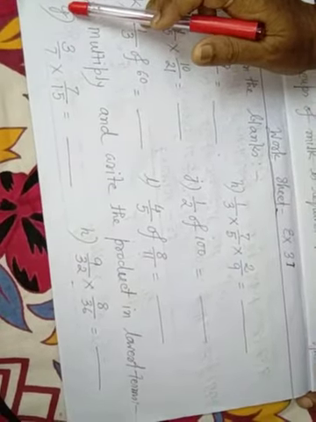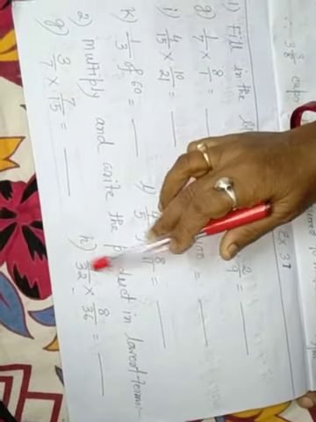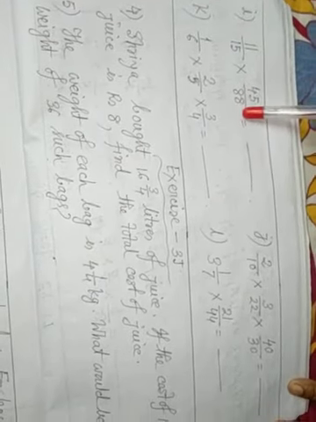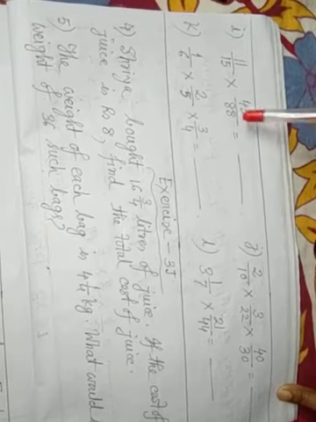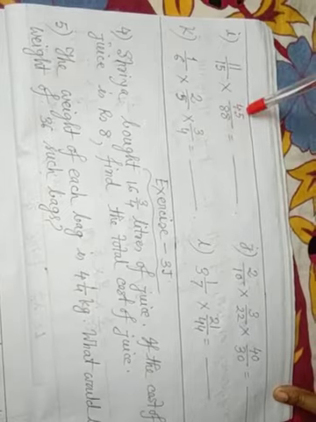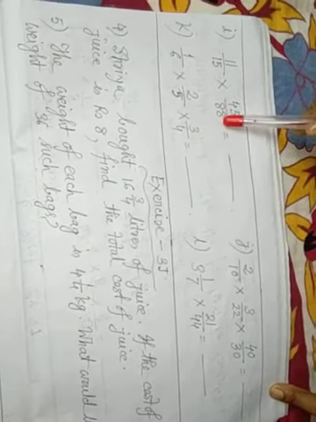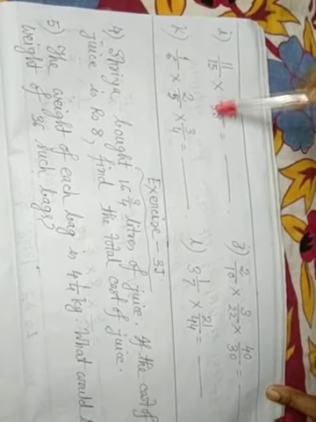G: 3 by 7 into 7 by 15. Write the lowest terms here. H: 9 by 32 into 8 by 36 equal to. I: 11 by 15 into 45 by 88. Lowest terms you do. Multiply by cross multiplication: any upper and lower, you multiply crosswise, upper with lower. Side by side you do not multiply. Crosswise, upper with lower. So 11 by 15 into 45 by 88.